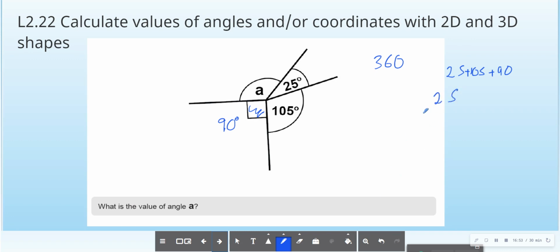Let's do it like this. Makes more sense. 5 and 5 is 10. Write the 0, carry the 1. 2 and 9 is 11, and 1 is 12. Write the 2, carry the 1. 1 and 1 is 2. So these 3 together make 220. And then we're going to take 220 from 360, which is going to leave us with 140 degrees.